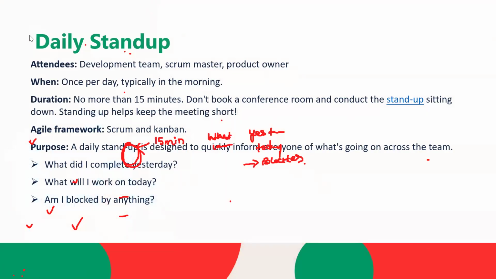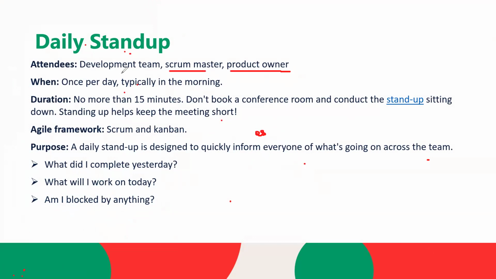So in the daily stand-up call, again we will have the product owner, the scrum master, and the development team. This must be less than 15 minutes, and you should try to make this meeting as short as possible. Once per day, and typically in the morning. Generally we start in the morning of the day, but it depends.